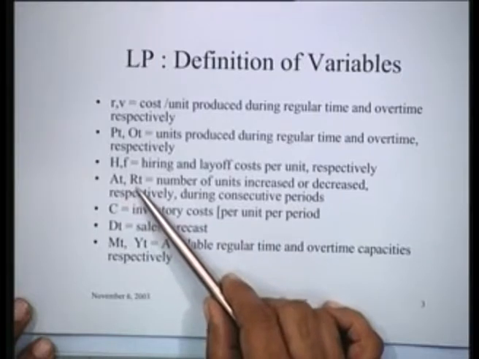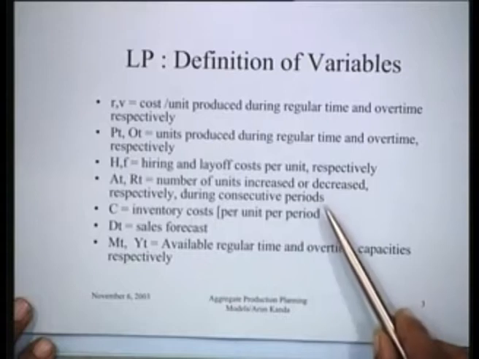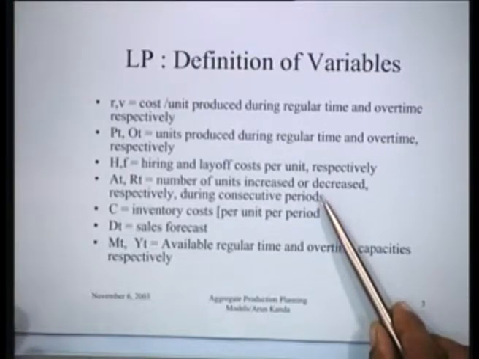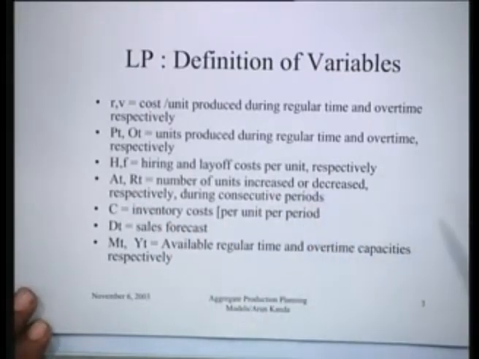Capital AT and RT are the number of units increased or decreased respectively during consecutive periods, which means that if your production was, let's say, 200 in the first period, you could make it either 250 in the next period, in which case there is an increase, or you could cut it down to 180, in which case there is a decrease. So these variables capture the fact whether there is an increase or a decrease in production.